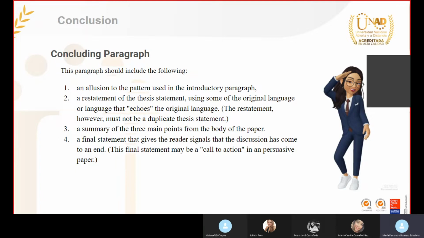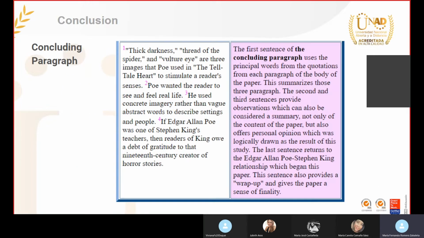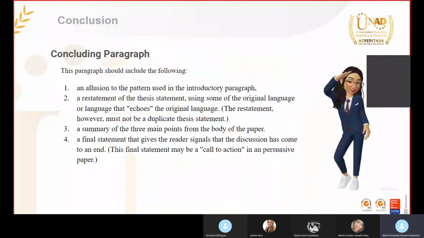Like give a suggestion of what the reader can do after knowing the information that you have given him in the text. So in this case, the call to action that the author is making is that the readers of Stephen King should have a debt of gratitude to Edgar Allan Poe because he was a really huge inspiration to Stephen King's stories. Okay, so yeah, that's all about the structure of the 5 paragraph essay.